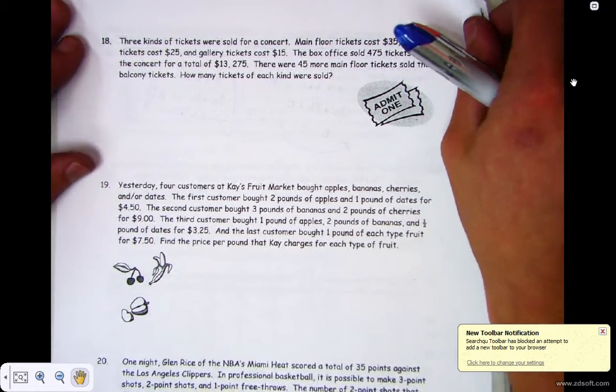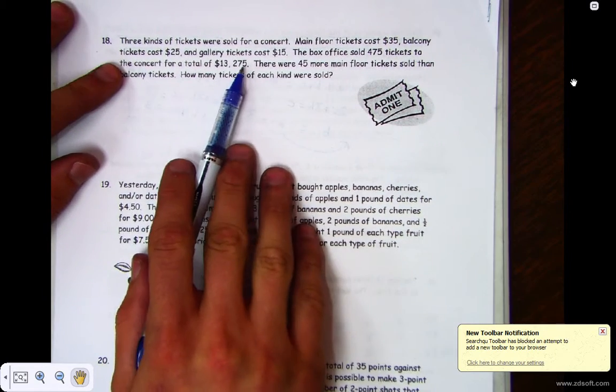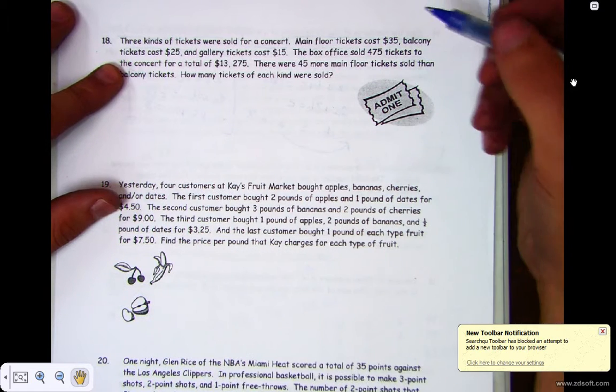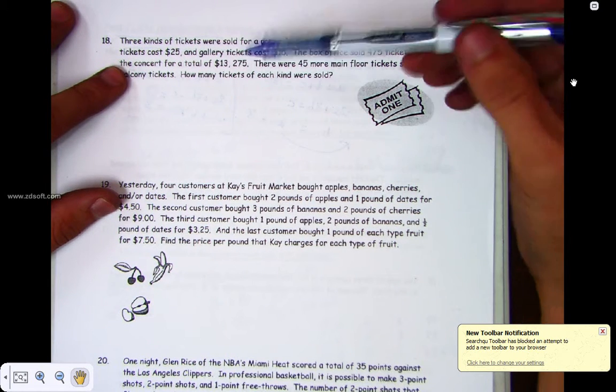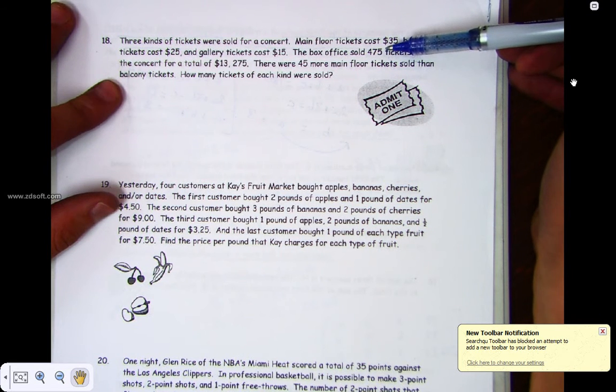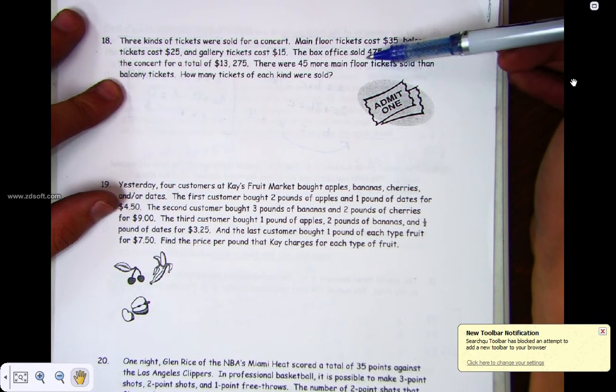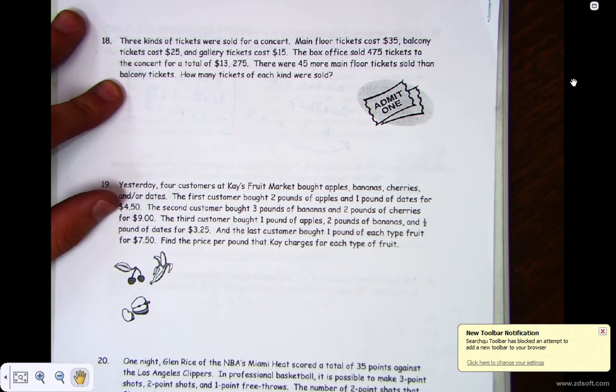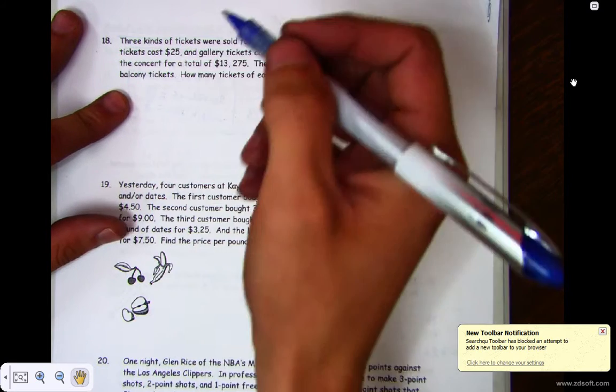Alright, so 3 kinds of tickets were sold for a concert. Main floor tickets cost $35, balcony tickets cost $25, a gallery ticket cost $15. The box office sold 475 tickets to the concert for a total of $13,275. There were 45 more main floor tickets sold than balcony tickets. How many tickets of each kind were sold?